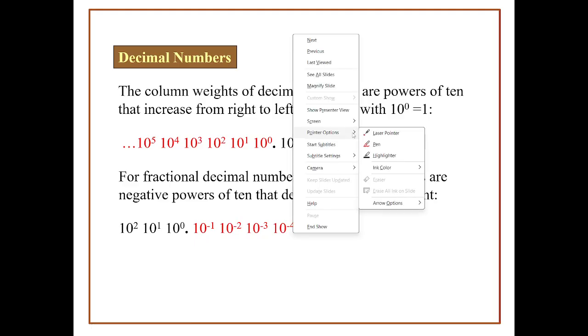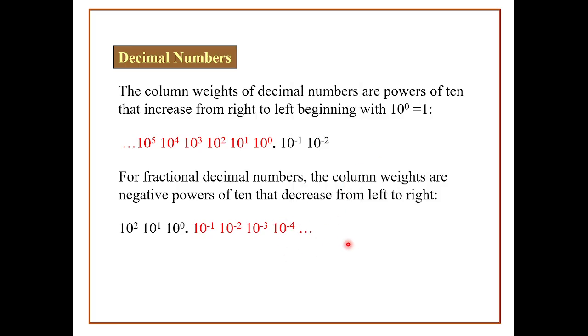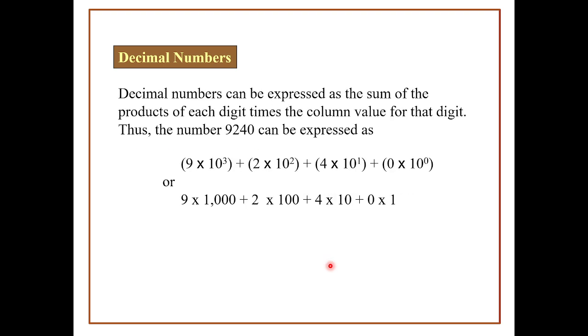Okay, you see this. So only 10 numbers are allowed, from 0 to 9. Okay, we only consider 10 numbers. Decimal numbers can be expressed as a sum of the product of each digit times the column value of the digit.